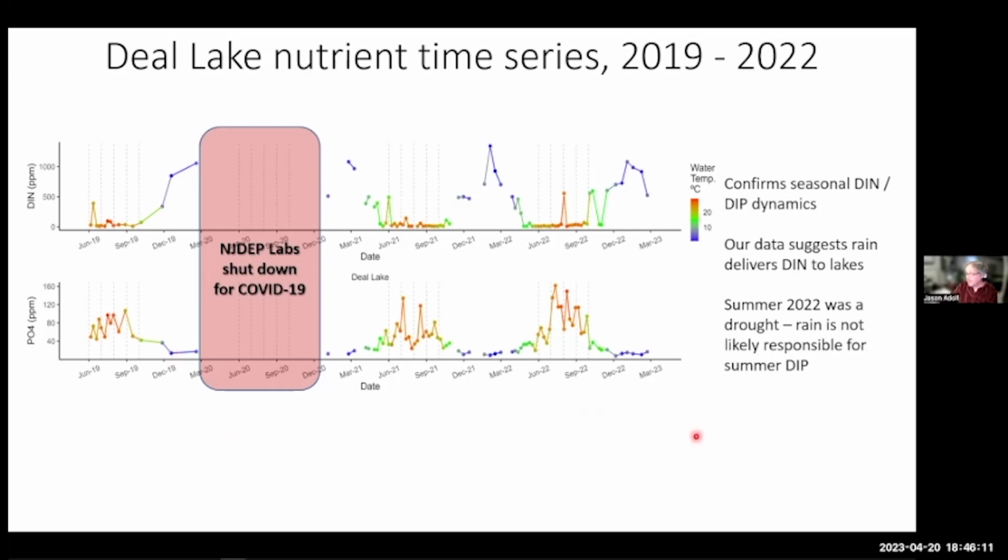It looks to me, and I don't have hard evidence to back this up, like nitrate is entering the lakes through rainfall, and a whole lot of phosphate is entering the lakes through release from the sediment, from an autochthonous or internal source.